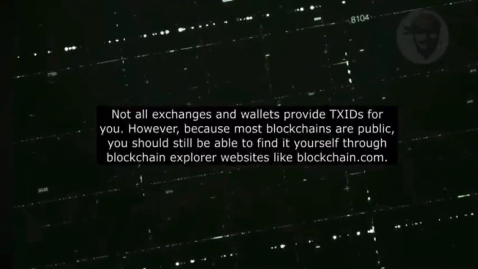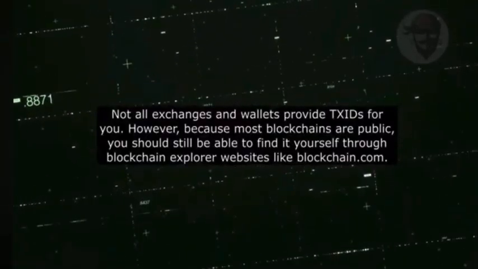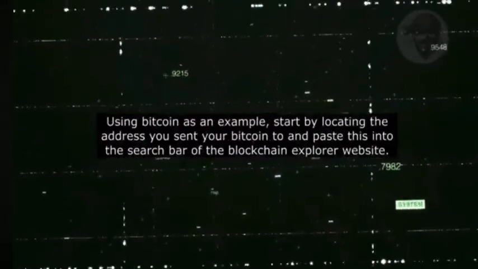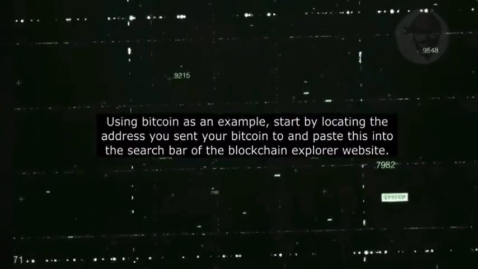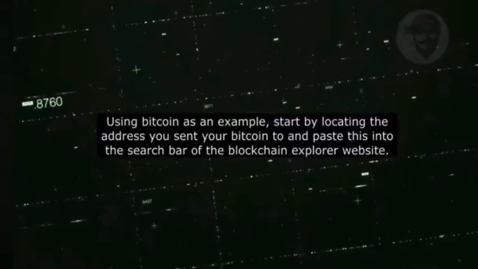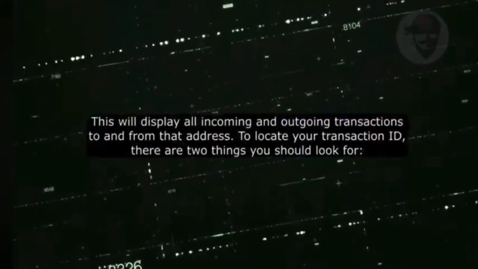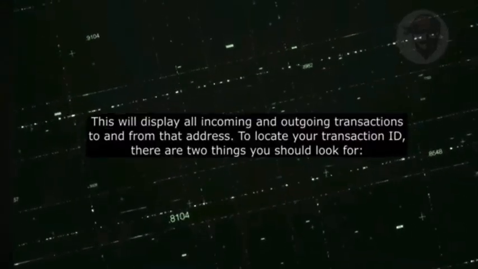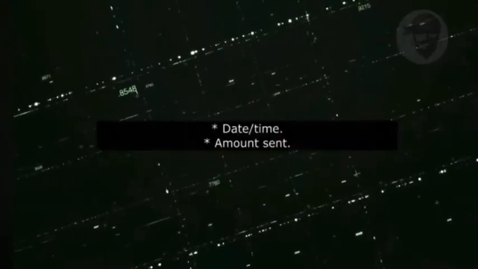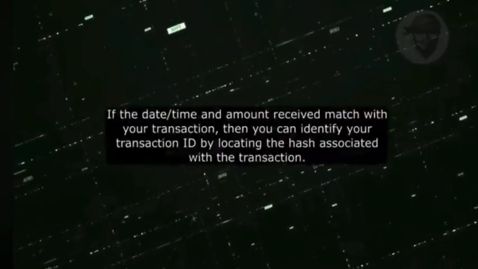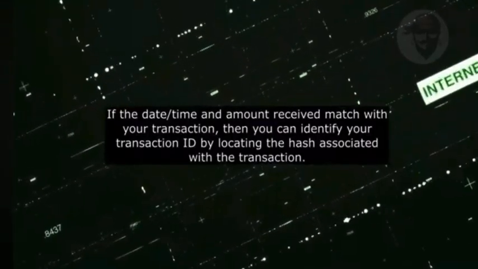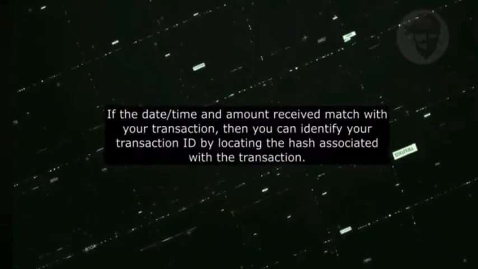However, because most blockchains are public, you should still be able to find it yourself through Blockchain Explorer websites like blockchain.com. Using Bitcoin as an example, start by locating the address you sent your Bitcoin to and paste this into the search bar of the Blockchain Explorer website. This will display all incoming and outgoing transactions to and from that address. To locate your transaction ID, there are two things you should look for: date/time. Amount sent. If the date/time and amount received match with your transaction, then you can identify your transaction ID by locating the hash associated with the transaction.